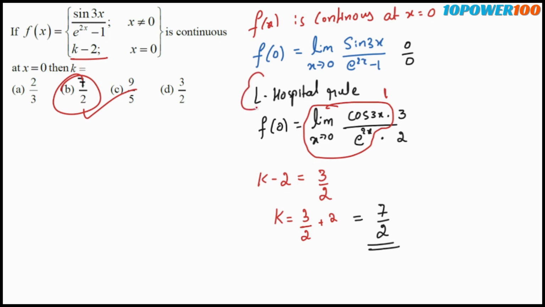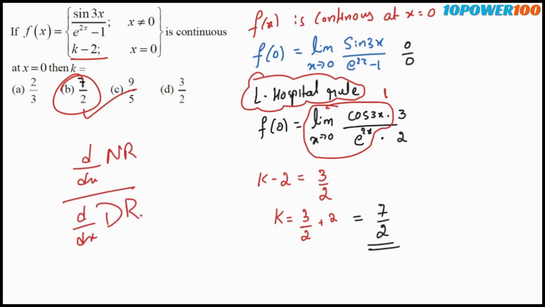So remember, to solve this, L'Hospital rule is very important. L'Hospital rule is d by dx of numerator and d by dx of denominator separately.